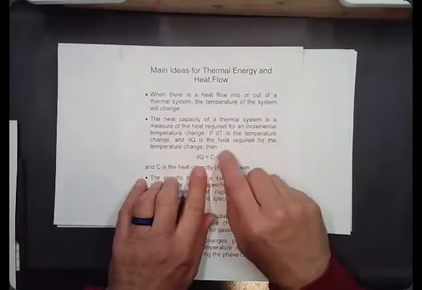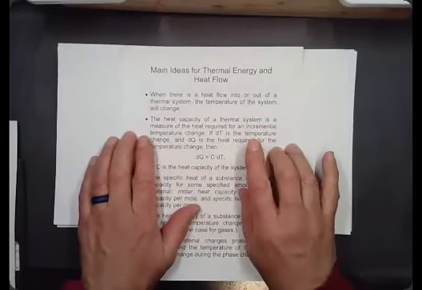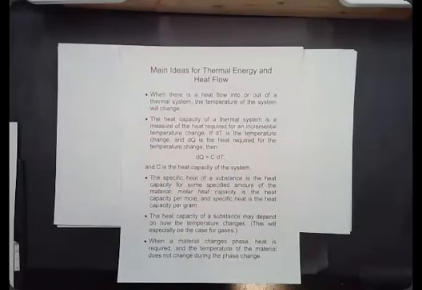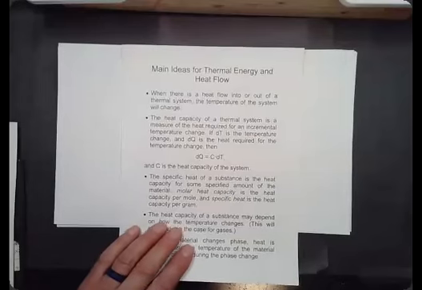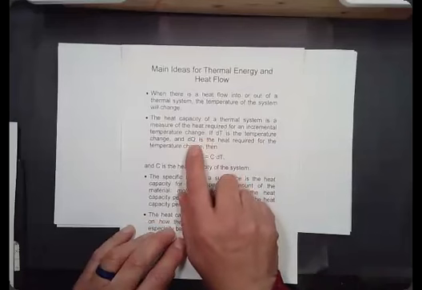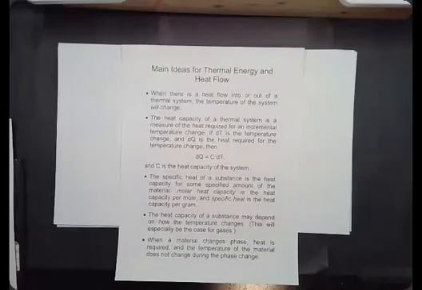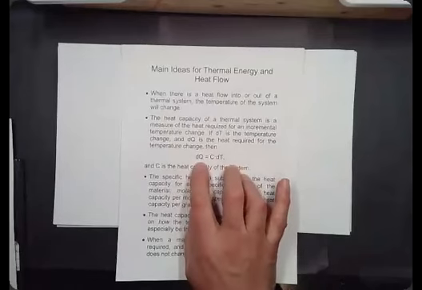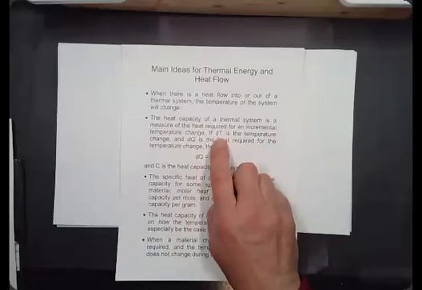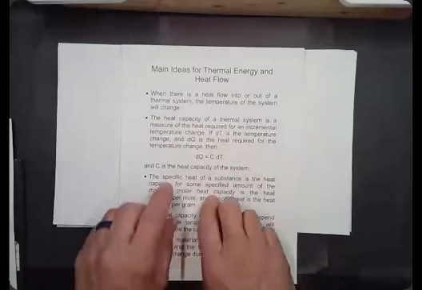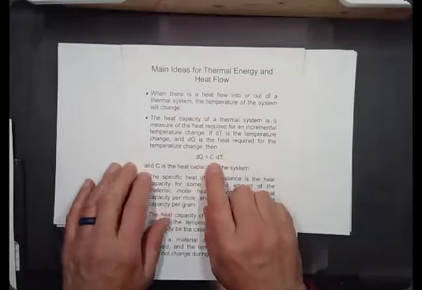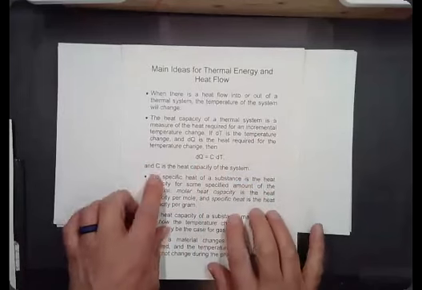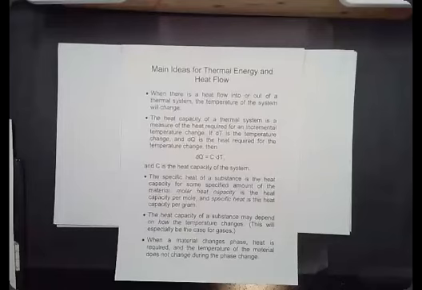The heat capacity of a thermal system is a measure of the heat required for an incremental temperature change. And incremental, we're talking about a really small one. And we'll use dq for heat flow in here. I don't know if that's the same letter you would use in a chemistry class or not, but we're in physics, we tend to use dq for that. And then dt would be the temperature change, and dq would equal a capital C times dt, where C is the heat capacity of the system that we're talking about.